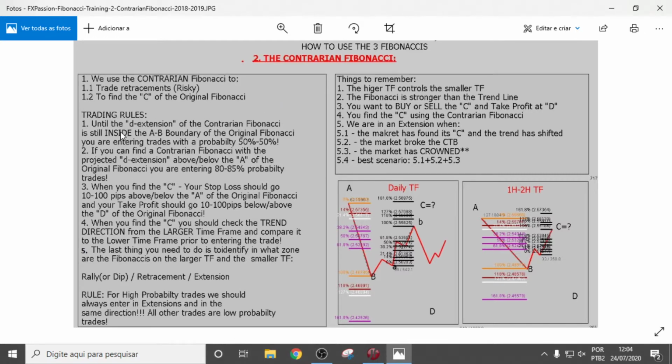Trading rules. Number 1, until the sub-D extension of the contrarian Fibonacci is still inside the AB boundary of the original one, you are entering trades with the probability 50-50. And to remember, everybody, not to mix apples with bananas. This 50-50 probability applies to the Fibonacci as a tool, not in general. It's not like, oh, because I'm using the Fibonacci, now my strategy is 80%. No, those rules and those concepts and those numbers about probability.